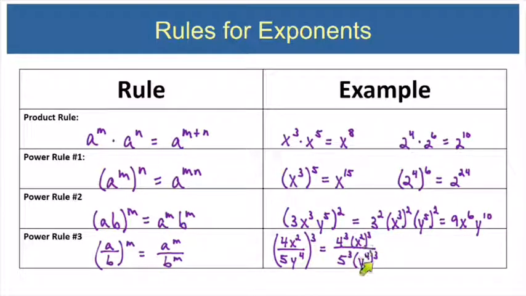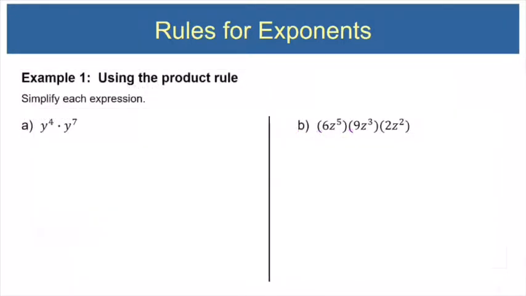And then we can just simplify each one of these. 4 to the third would be 4 times 4 times 4, that is 64. X squared to the third would be x to the sixth. In the denominator, 5 to the third would be 5 times 5 times 5, that's 125. And y to the fourth to the third would be y to the 12th, because 4 times 3 is 12. So there is a quick review of 4 of our exponent rules. Now let's do a couple of examples together.